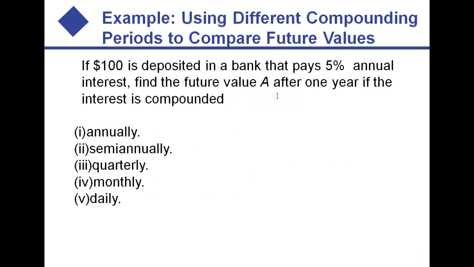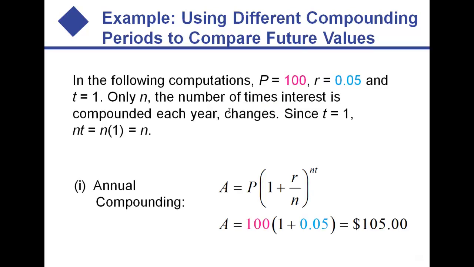Here's an example for that. If you put $100 in a bank that pays 5% annual interest, find the future value A after 1 year if the interest is compounded annually, semi-annually, quarterly, monthly, daily. Our principal is 100, our rate's 0.05, our T is 1, because we're putting it in there for 1 year. The only thing that's going to change for each of these formulas is N, the number of times it's compounded. For annual compounding, N is just 1.